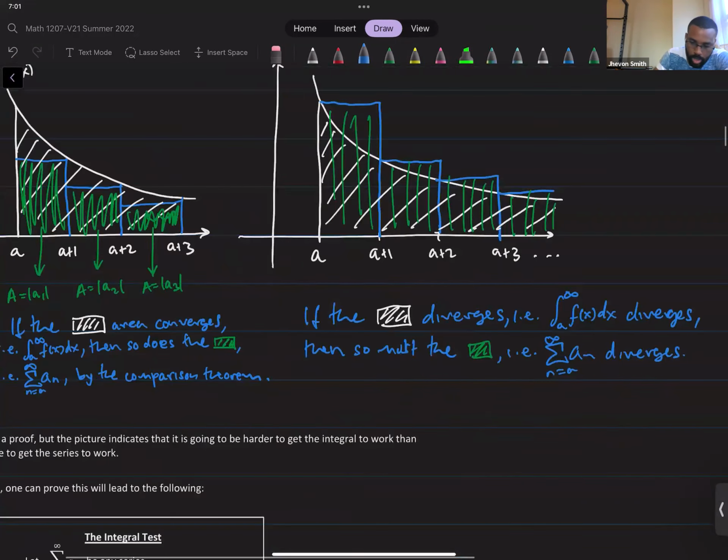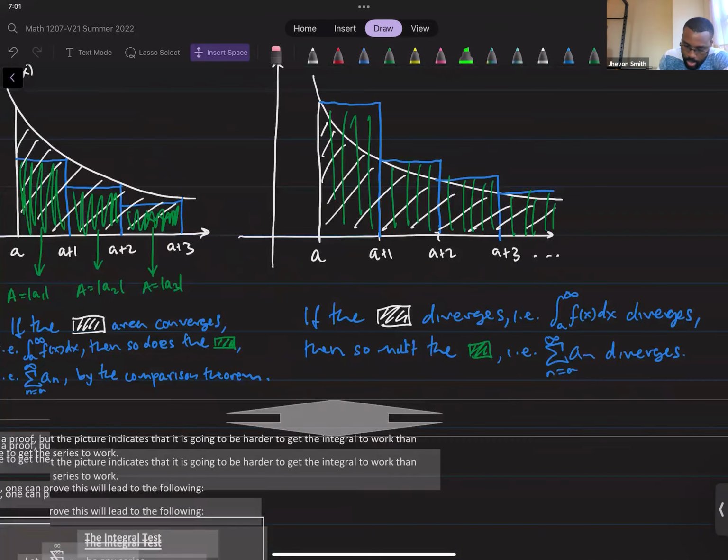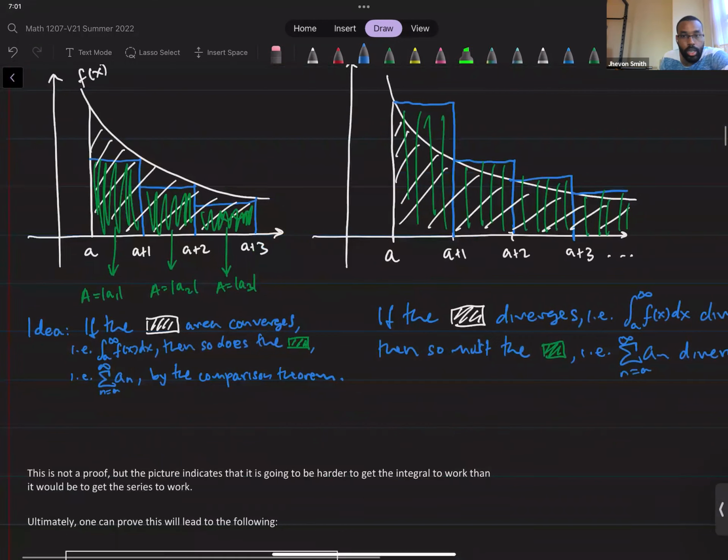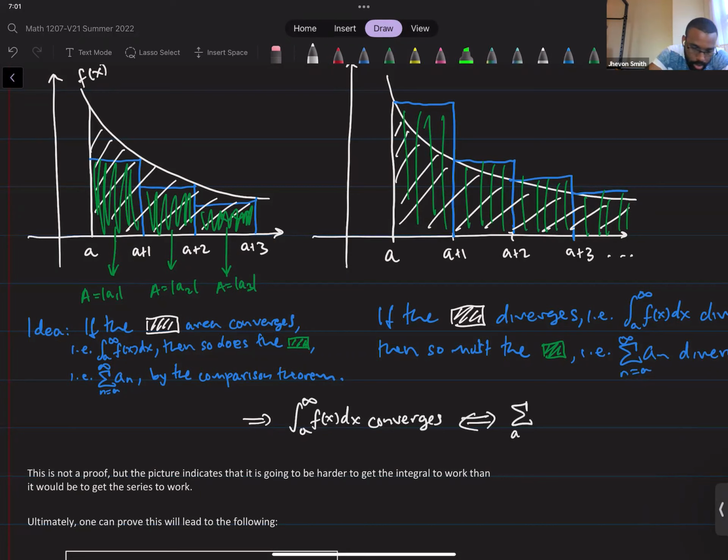So here's where you kind of end up. If the integral converges, you can actually show that the series will converge. And if the integral diverges, you can show that the series will diverge. In other words, this guy converges if and only if that guy converges.